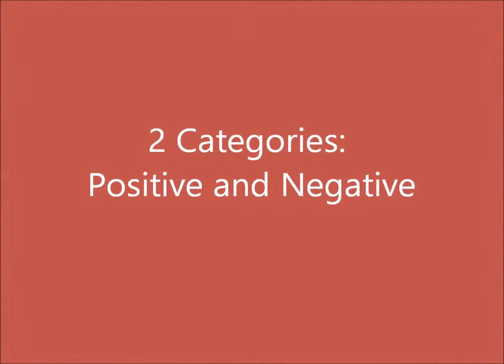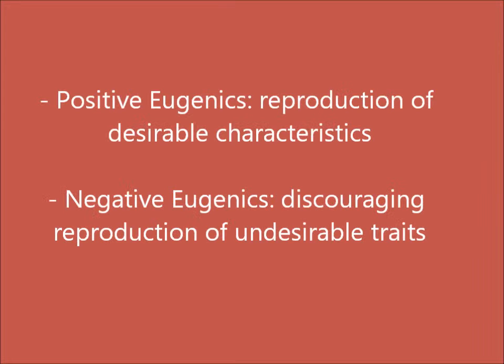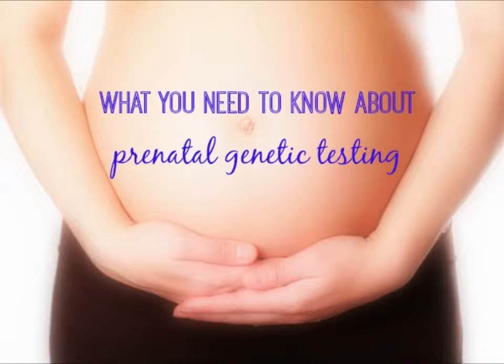Eugenics can be split into two categories, positive and negative. Positive eugenics encourages reproduction of desirable hereditary characteristics, while negative eugenics discourages the reproduction of those with undesirable traits or genetic defects. Before we talk about why genetic engineering is used, it is important to understand our current situation and how genetic testing can help bring about designer babies.